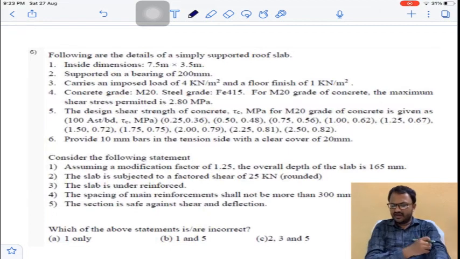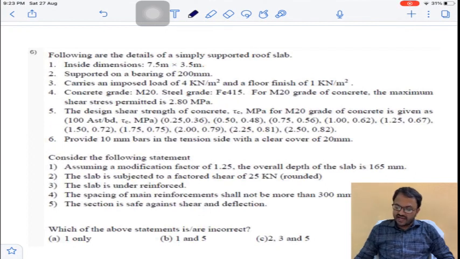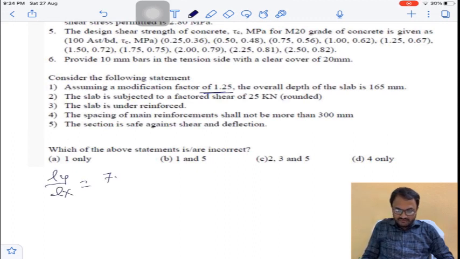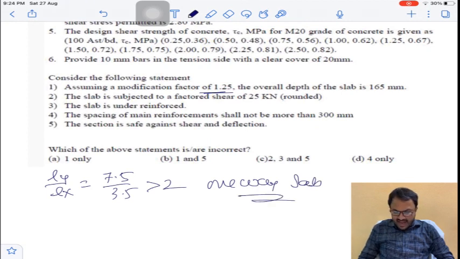Coming to question number 6. He has given dimensions, bearing width, imposed load and floor finish, type of concrete, grade of steel, and maximum tau max. He asked us to calculate the overall depth by taking the modification factor. Now Ly by Lx we will calculate. It is 7.5 divided by 3.5, which is greater than 2, so it will come under a one-way slab.